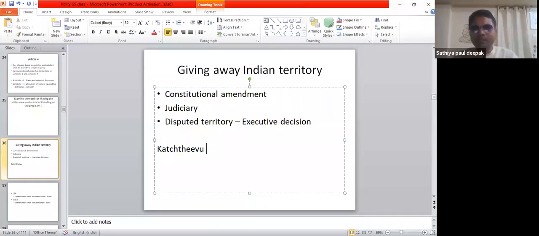First, the Supreme Court has to confirm whether Kachchatheevu is a disputed territory or an original part of Indian territory. If it is an original part of Indian territory, then we will require a constitutional amendment to ratify the transfer of Kachchatheevu to Sri Lanka. If it is a disputed territory, then what Indira Gandhi did was correct. So we'll have to wait for the confirmation of the court of law.